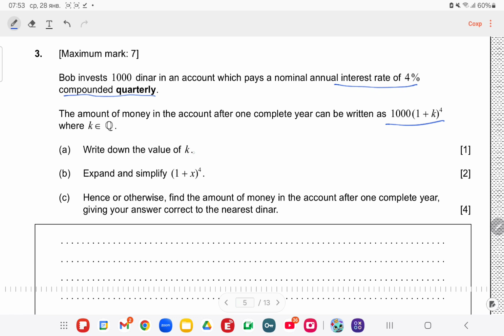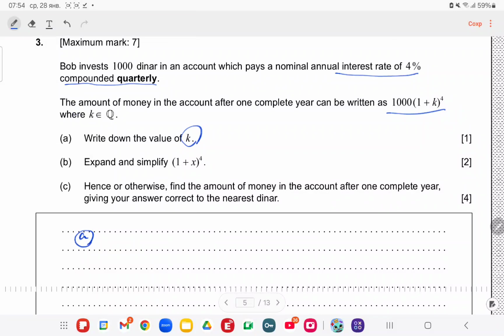So we have to find the value of k. Bob invests 1,000 dinar in an account which pays a nominal annual interest rate of 4% compounded quarterly. The amount of money in the account after one complete year can be written as 1,001 plus k to the 4. Write down the value of k. Okay, so what to do?